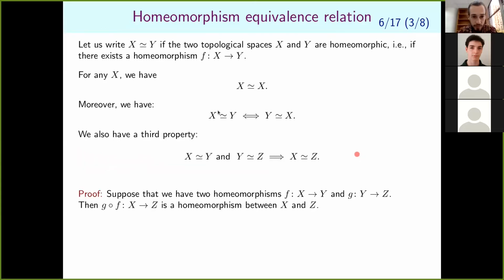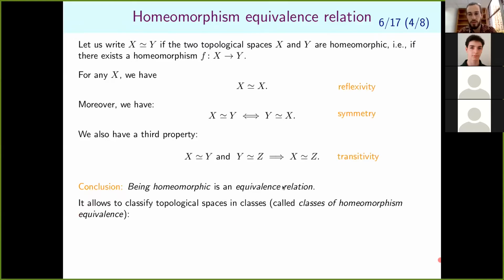Third property: if we have three topological spaces X, Y, and Z, such that the first two are homeomorphic and Y and Z are too, then we have that X and Z are homeomorphic. This is called transitivity, and this is also very simple to prove. If I have a homeomorphism F between X and Y and G between Y and Z, consider the composition G∘F. This is a map between X and Z, and you can verify that it is continuous, bijective, and its inverse also is continuous.